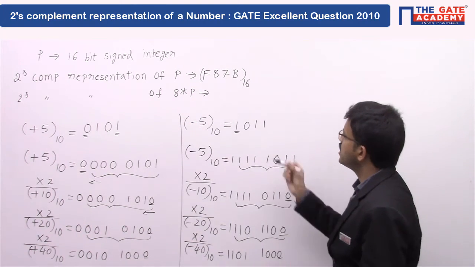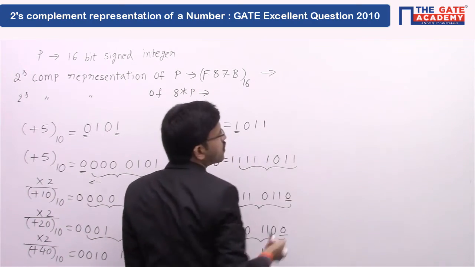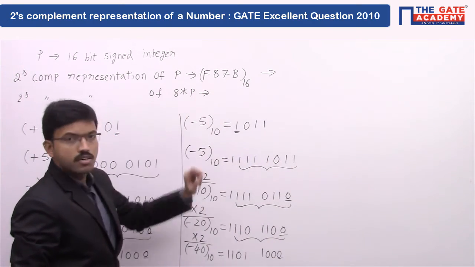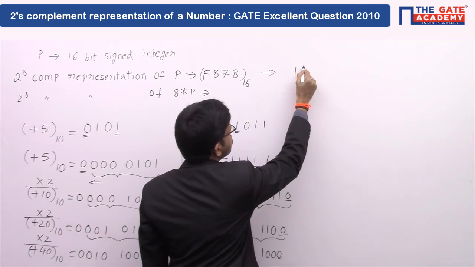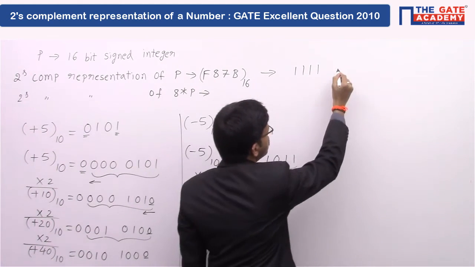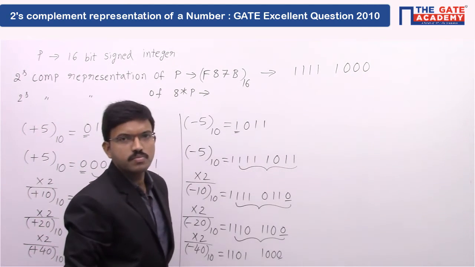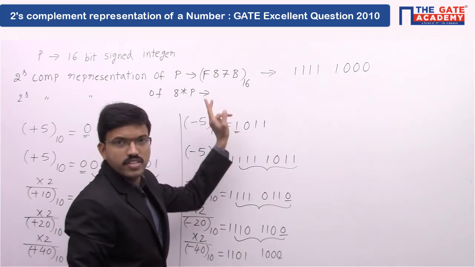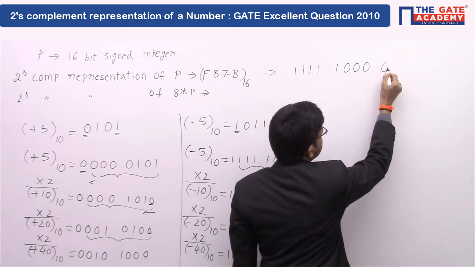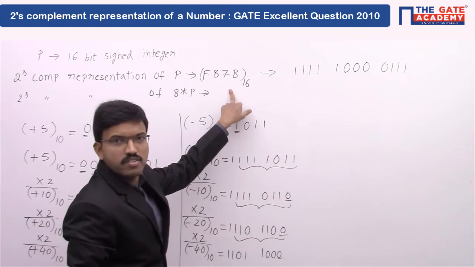Okay, so first I will convert this number into binary. F is nothing but 4 ones. Next, 8 is nothing but 1000. Next, 7 is nothing but 0111. Next, B is nothing but 1011.